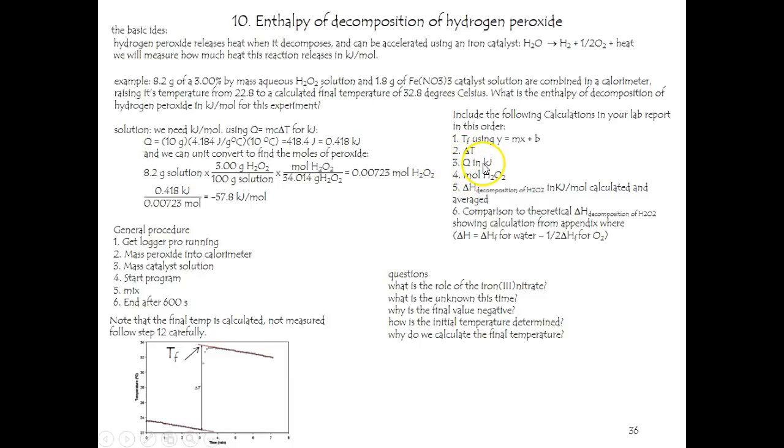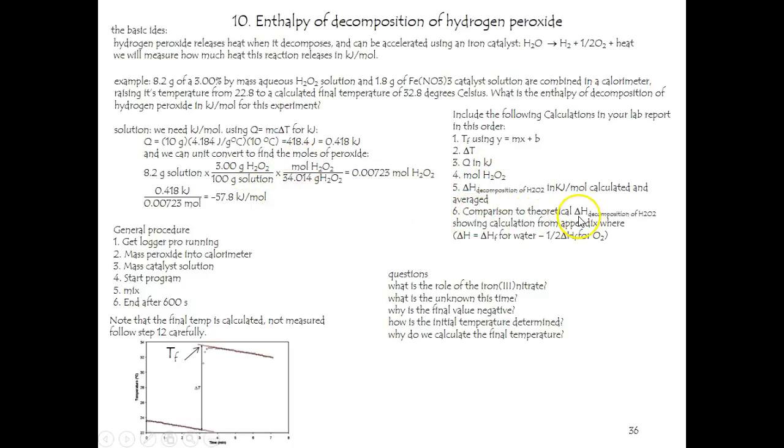The heat released in kilojoules and the sample calculation should help a lot there. The enthalpy of decomposition of hydrogen peroxide in kilojoules per mole, and once again the sample calculation gives you the kilojoules, it gives you the moles, and kilojoules per mole is the final answer.